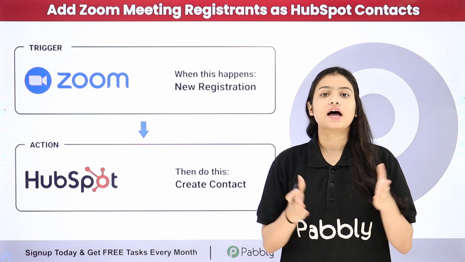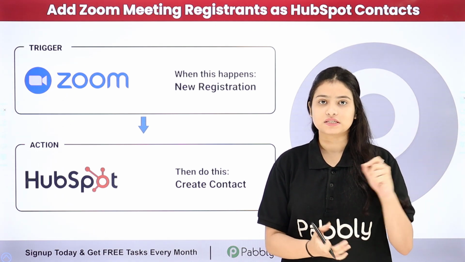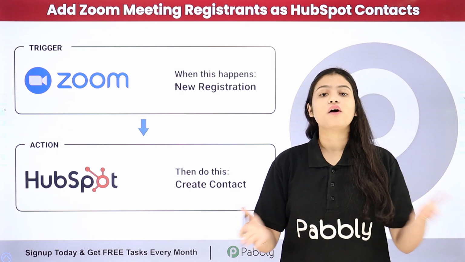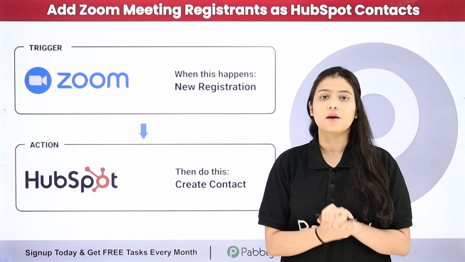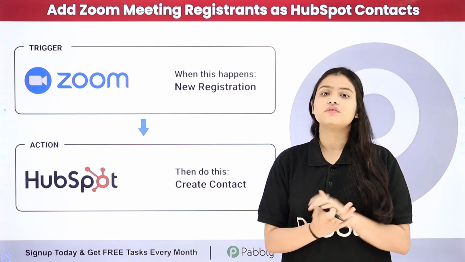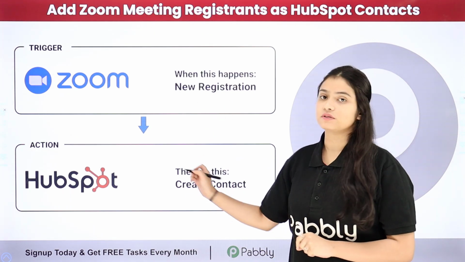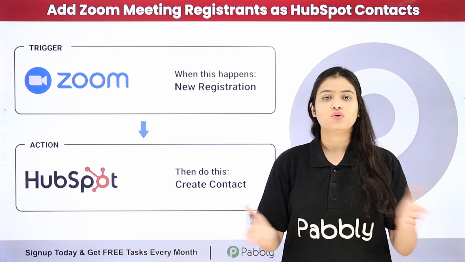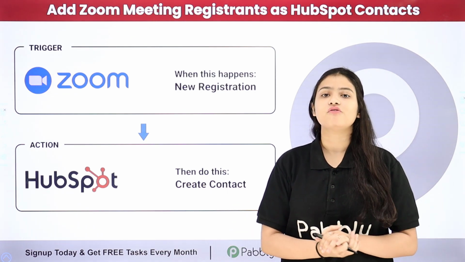So my objective is that as soon as a client registers themselves for the webinar in Zoom, automatically that person should be added as a HubSpot contact. So how are we going to automate this entire process? For this, we will have to set up the connection between Zoom and HubSpot, and that we are going to do without any coding and programming skills, simply with the help of Pabbly Connect.